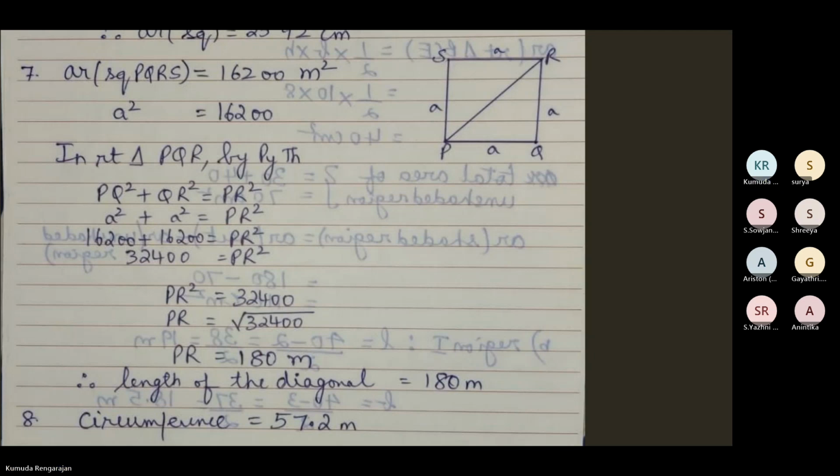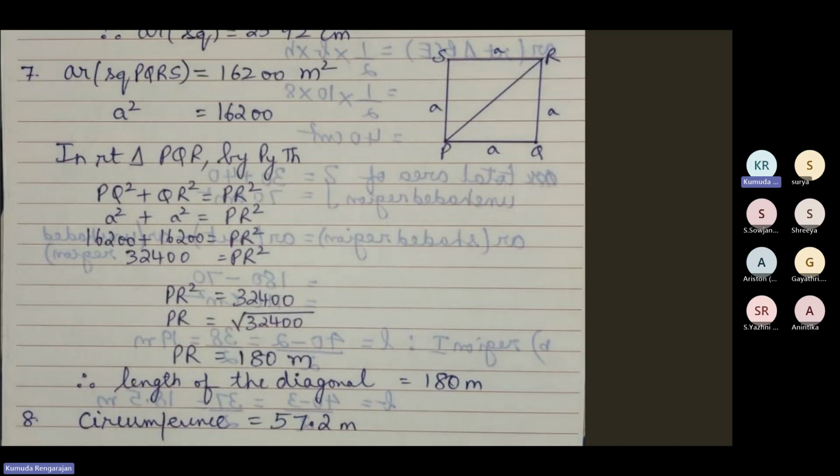Okay. Now connect one of the diagonals. So here we have connected PR. Use Pythagoras theorem. PQ square plus QR square is equal to PR square, because PR is the hypotenuse. So PQ is nothing but A, so PQ square is A square. QR is also A, so QR square is A square. But we know A square is 16,200.